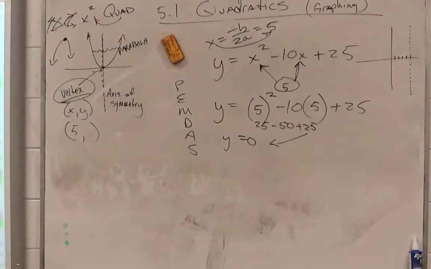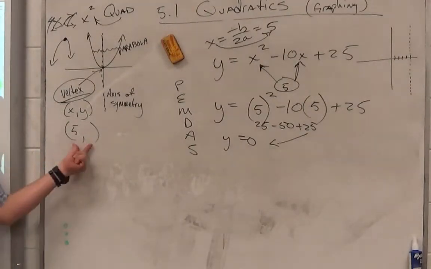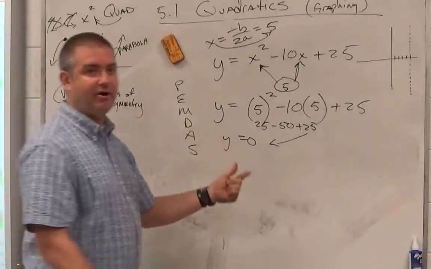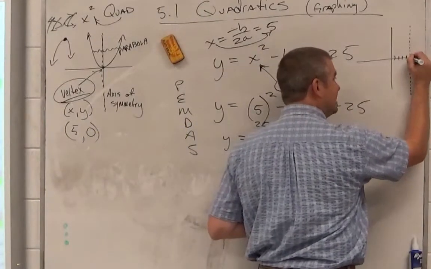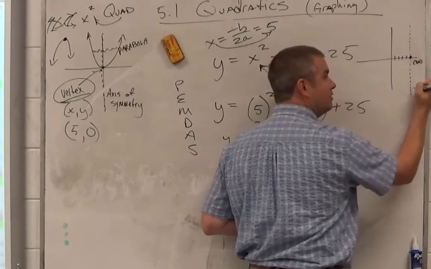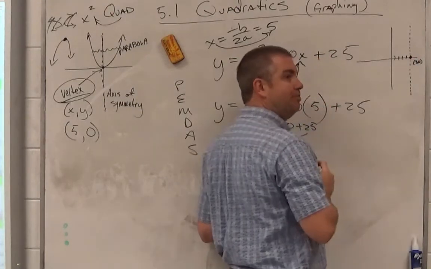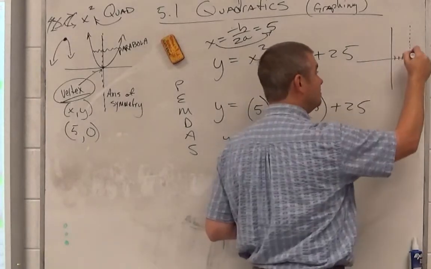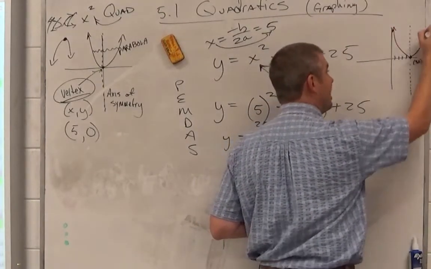Okay? Now, what does that tell me my vertex is at? We already knew that the x was 5. What's the y? 0. The y is 0. So we'll go over here to my graph. 1, 2, 3, 4, 5, 0. There's my vertex at 5, 0. Does the parabola open up or does it open down? It opens up.